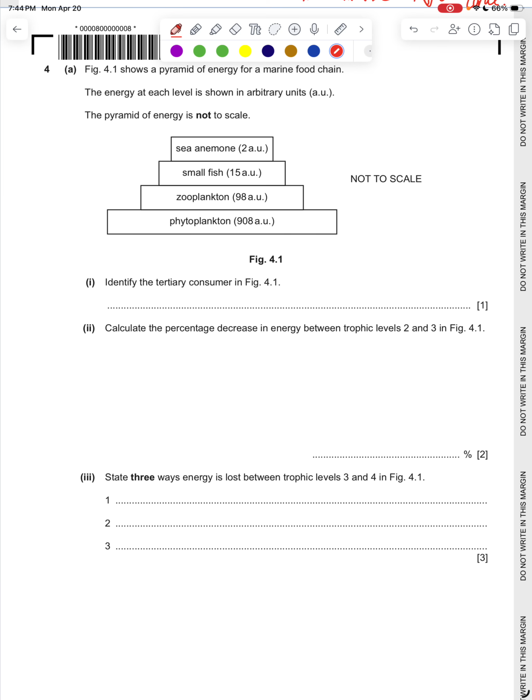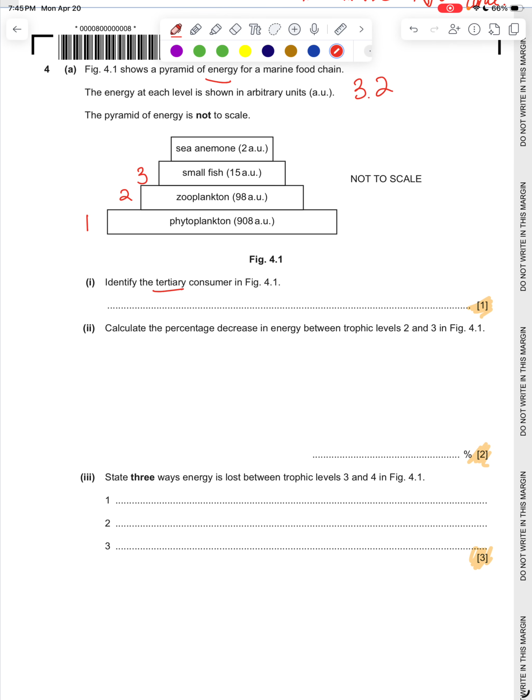Our next one. So Unit 4 is section 3.2, feeding relationships. We see a pyramid of energy for a marine food chain. So it shows the relative amount of energy in each trophic level. The energy in each trophic level is in arbitrary units, and a pyramid of energy is not to scale, hooray. So identify a tertiary consumer. A quick way to get this wrong is if you read tertiary and you're like, okay, I'm going to go to number 3. I'm just going to highlight my brackets. You say I'm just going to go to 3, and you go 1, 2, 3.